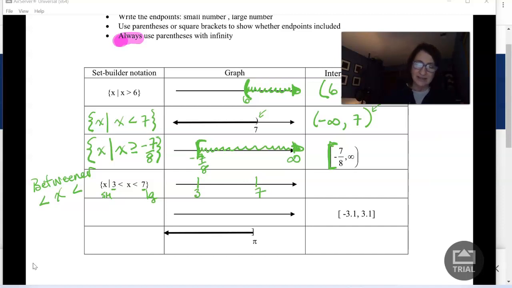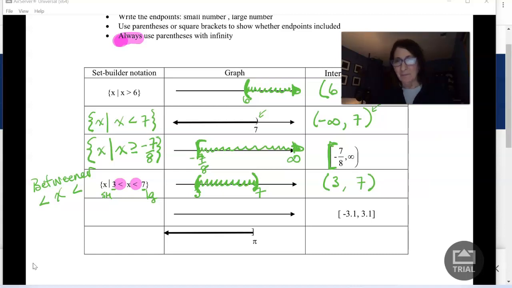I look at the inequalities. There are no equal signs. So that means I'm going to use parentheses, and the 3 and the 7 are not included in my set, but everything in between is. There we go. Now to pick this up and put it in interval notation, not hard. My smallest number is 3. My largest number is 7. Neither of those are included, so I use parentheses on both ends.